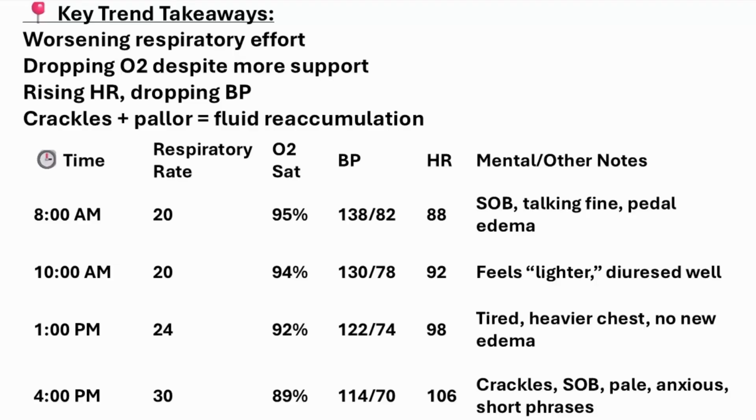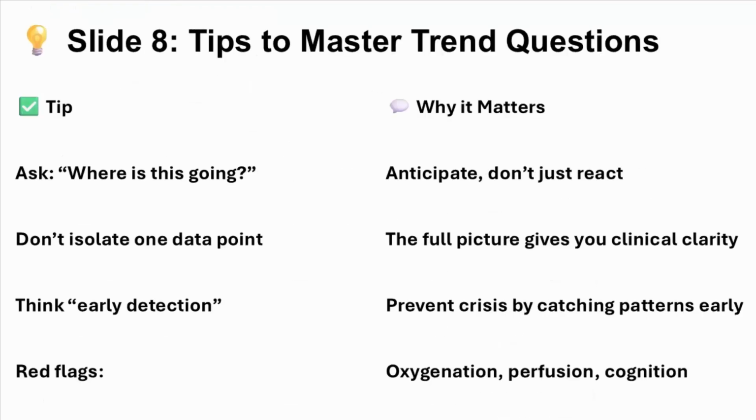Takeaway lessons. These questions are about timing and progression. You're not looking for a crisis yet. You're seeing a situation building up. And remember, the most dangerous thing is failing to act until it's too late. These questions want to know, can you spot danger before it spirals?